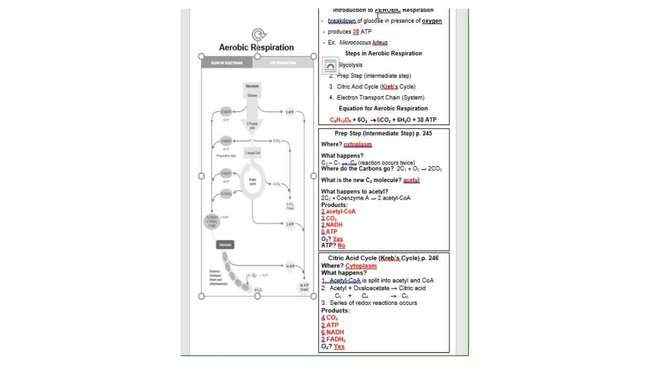What is aerobic respiration? It is the breakdown of glucose in the presence of oxygen. So oxygen is going to be present during this process. It's going to produce the majority of the ATP, or the most ATP, out of any type of metabolism, at 30 ATP. It is more than anaerobic and more than fermentation.